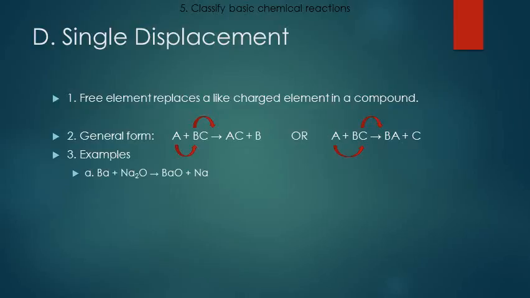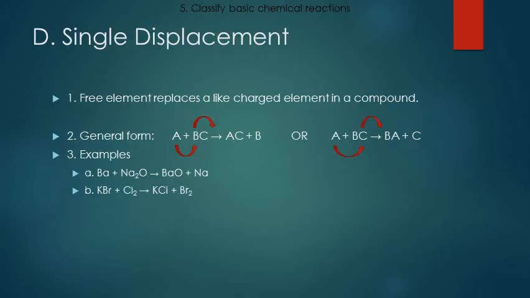So in this first one, we have barium reacting with sodium oxide. Barium is a metal. It will form a cation, so it will take the place of the metal or the cation in the compound. So notice the barium takes the place of the sodium, so we now have barium oxide instead of sodium oxide, and the sodium gets kicked out as the free element.